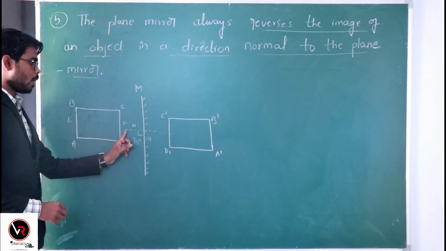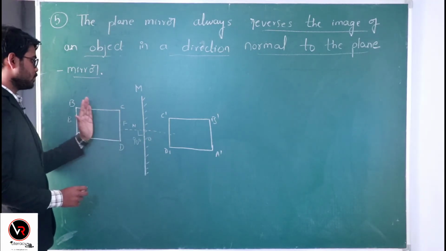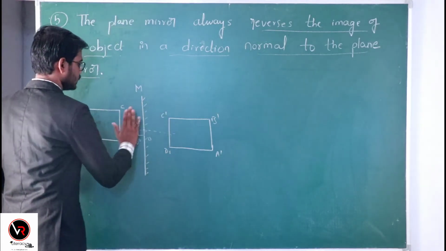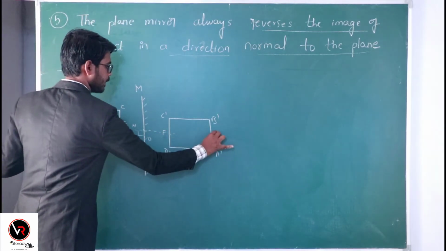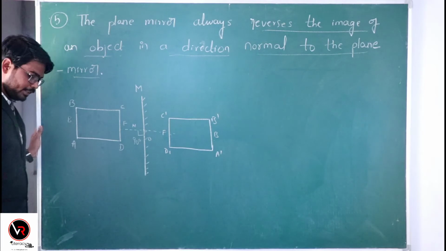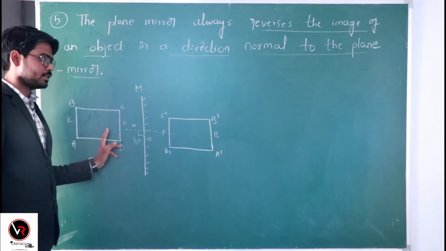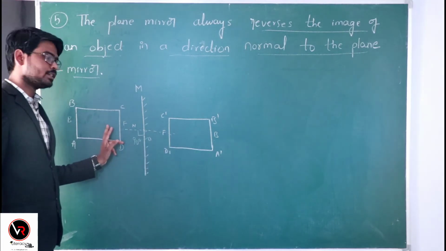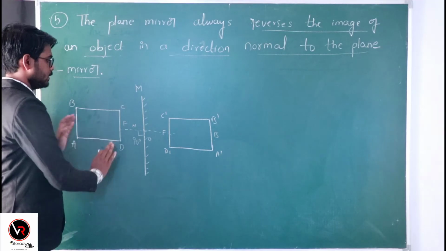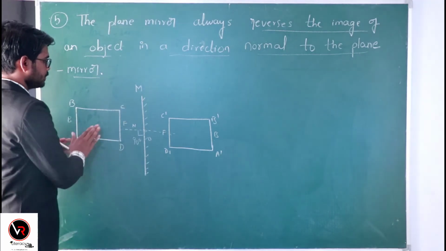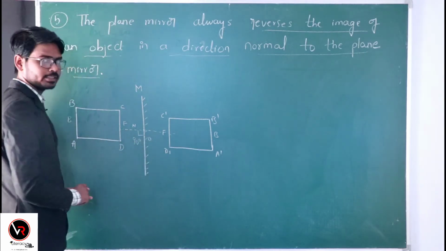See here, along the normal direction, this one has reversed like this. So this is the front, this is the back. If you see here, there is a front back inversion of this object. This is the image of this object. So this image is reversed along this normal direction.